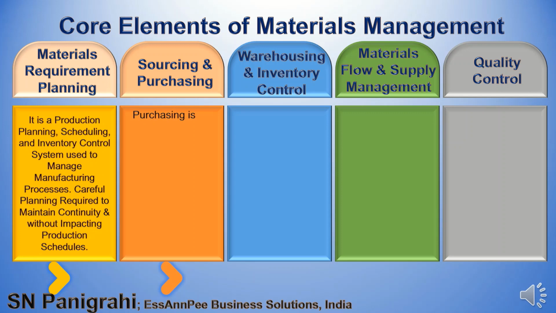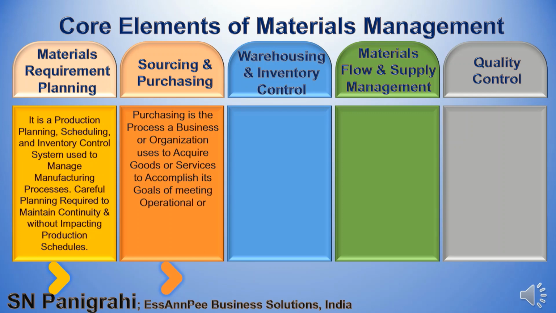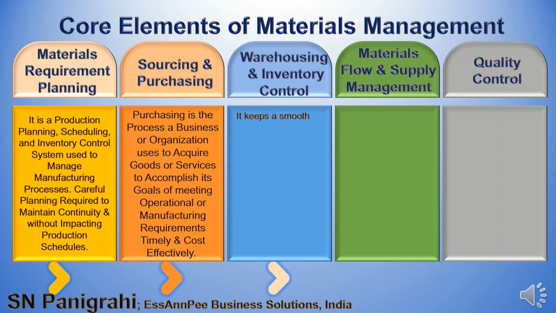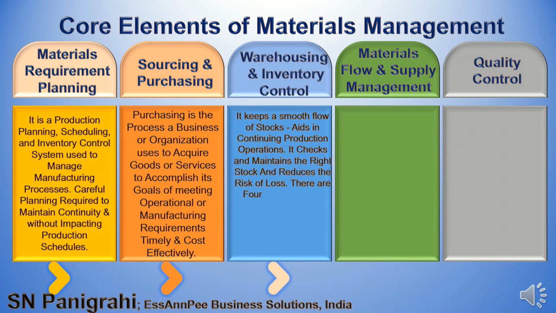Sourcing and purchasing. Purchasing is the process a business or organization uses to acquire goods or services to accomplish its goals of meeting operational or manufacturing requirements timely and cost effectively. Warehousing and inventory control keeps a smooth flow of stocks and aids in continuing production operations. It checks and maintains the right stock, and reduces the risk of loss. There are 4 main types of inventory: raw materials, components, WIP, finished goods and MRO.